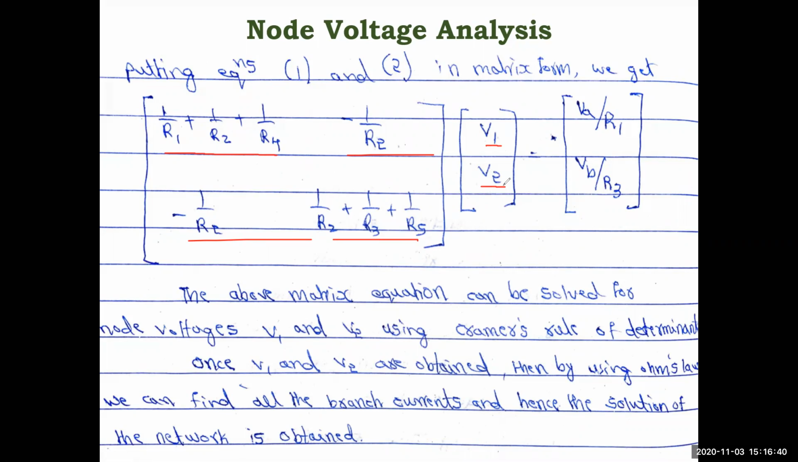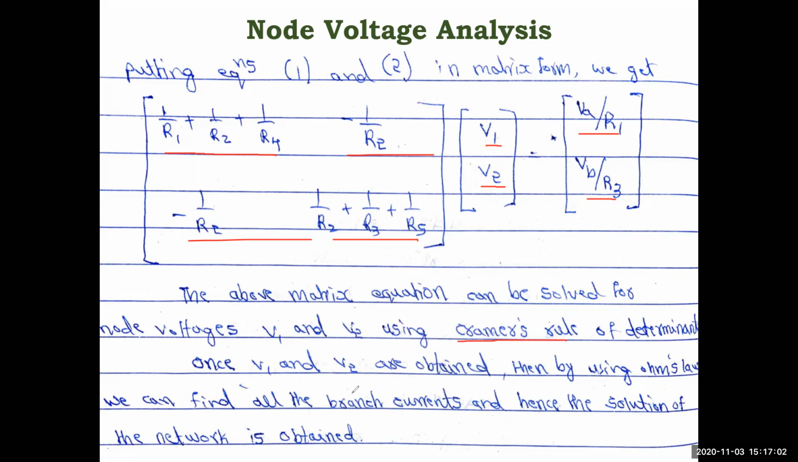This is node voltage analysis. Earlier, in the previous mesh analysis, you had voltages. Now you have currents in terms of V by R: VA by R1, VB by R3, which is nothing but the current itself. The above matrix equation can be solved for node voltages V1 and V2 using Cramer's rule of determinants.